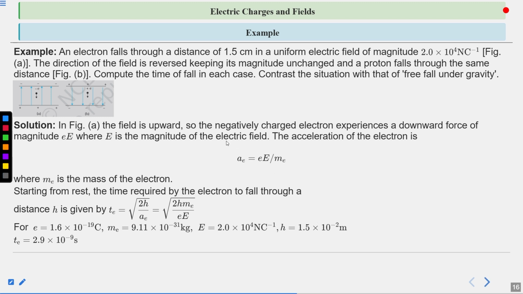So here we have to find out the time of fall in each case. For the electron, the time is 2.9 into 10 raised to the minus 9 second. If we substitute all given terms in this formula, we will get the value of t, this one. Clear?